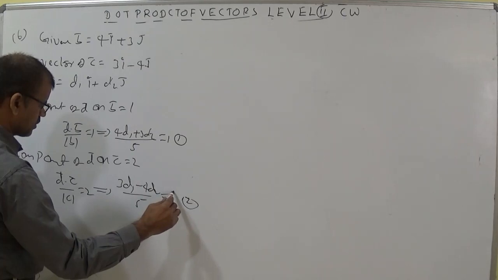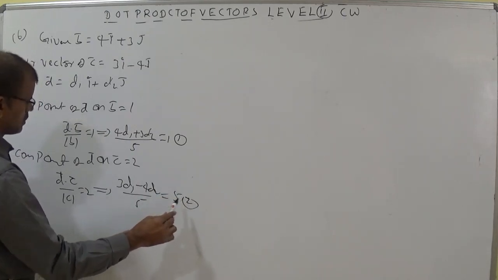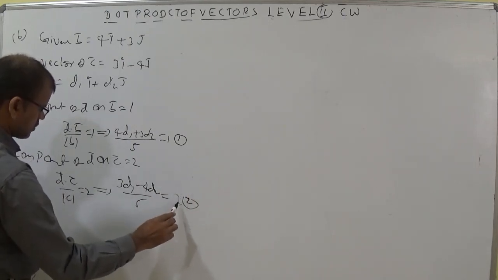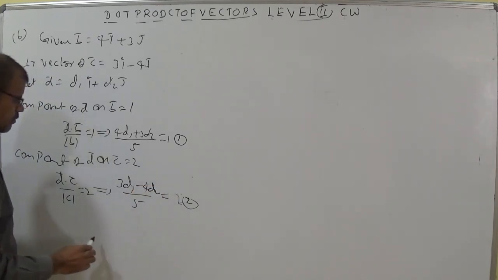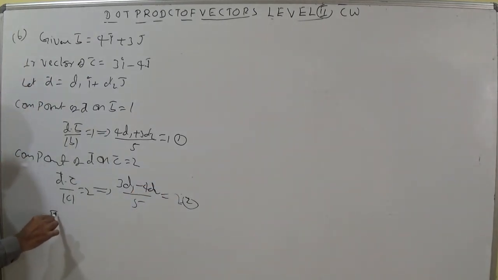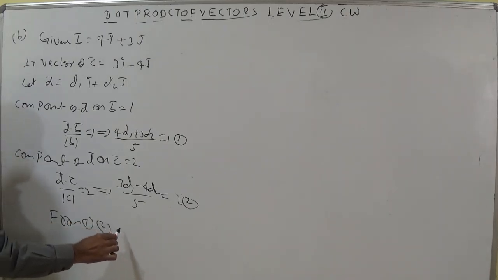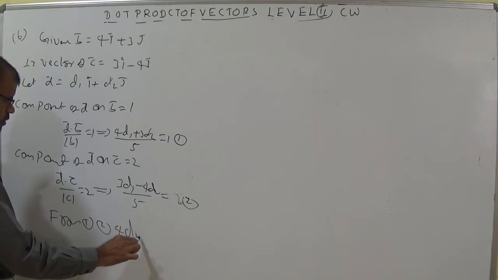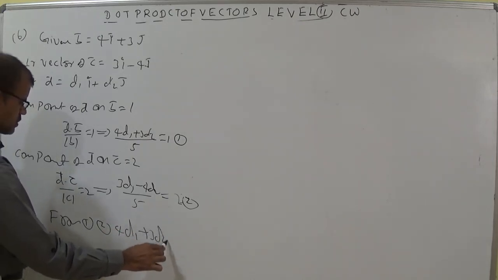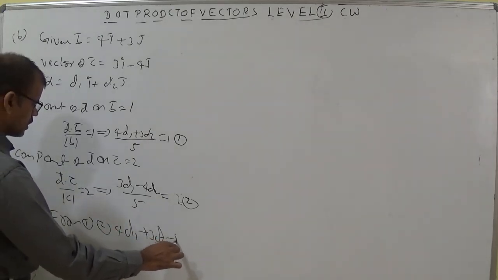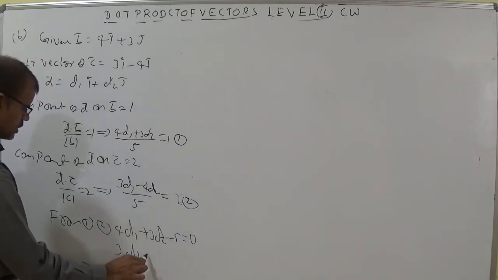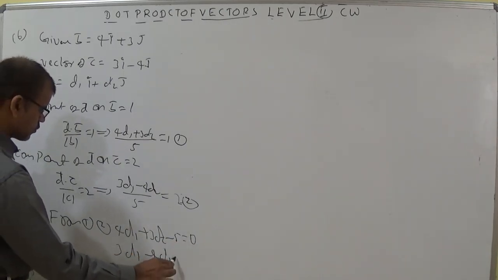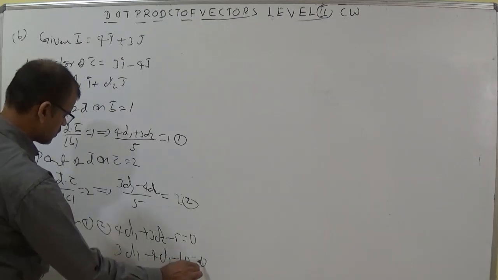Direct step I am writing. Here also 2 is given, so in the next step 10 it becomes, it is 5. From 1 and 2 we should solve. From 1 and 2 we get 4d1 plus 3d2 minus 5 equal to 0, and 3d1 minus 4d2 minus 10 equal to 0.